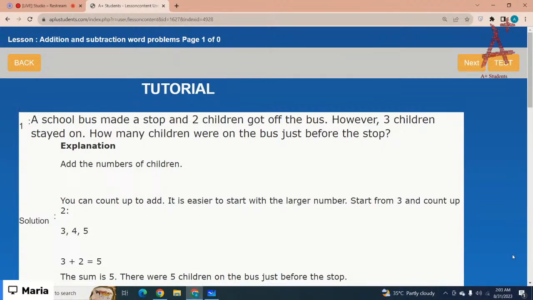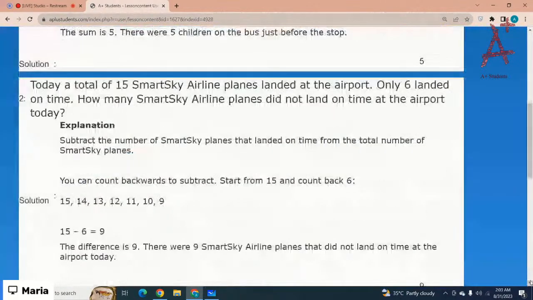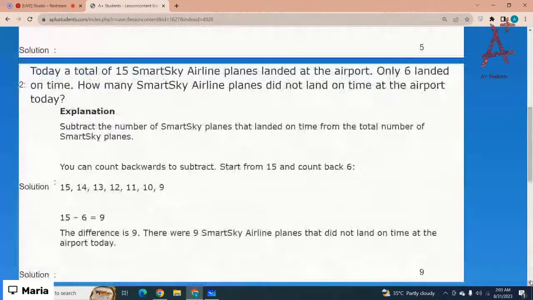The next one, just read the question very carefully. You have to decide if you have to add or subtract. Today, a total of 15 Smart Sky Airline planes landed at the airport. Only 6 landed on time. How many Smart Sky Airline planes did not land on time at the airport today?